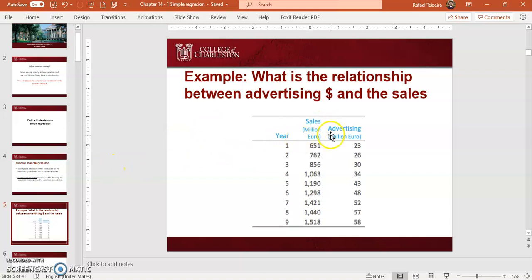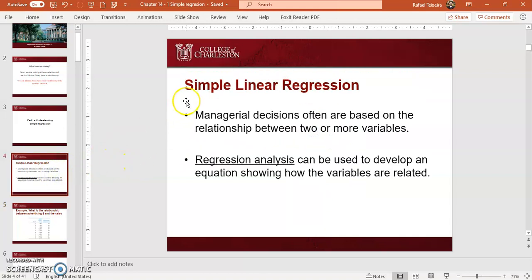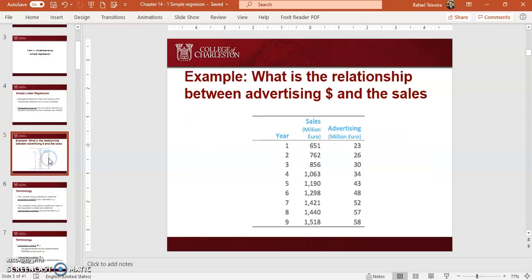We're going to use an equation to establish this relationship. That's called the simple linear regression model. And this slide is just to tell you that we're going to use it to analyze the relationship between two variables, like this one.